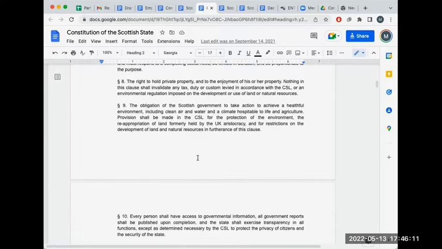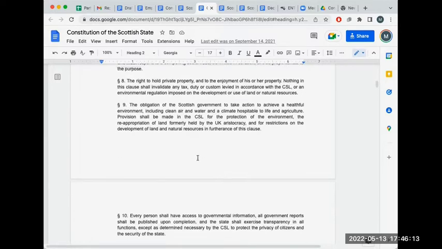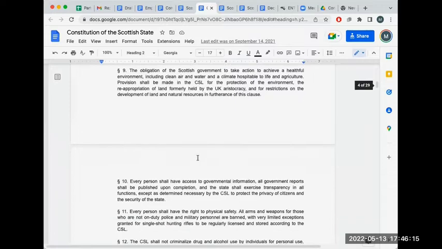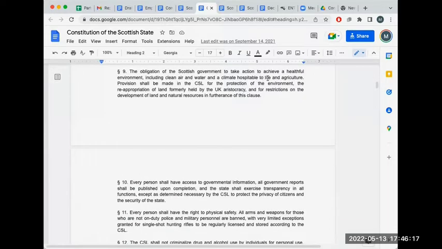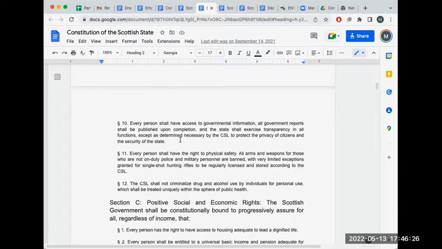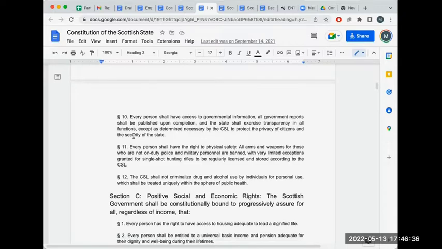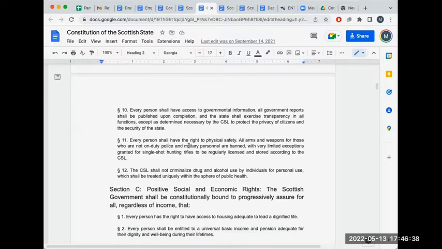The right to hold private property, to the enjoyment of their property, and the obligation of the Scottish government to take action for a healthful environment, including clean air and water, and a climate hospitable to life and agriculture. Everyone shall have access to government information, and all government reports shall be published upon completion. Every person shall have the right to physical safety.